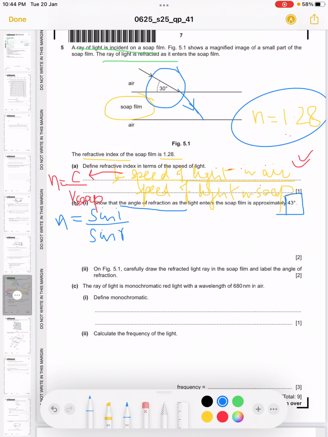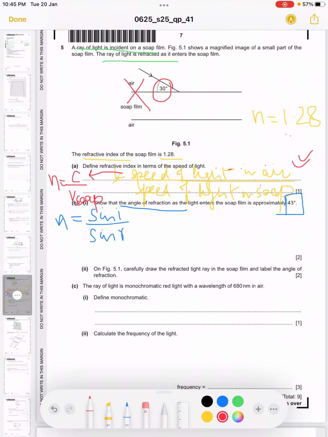Now students, this point is very important: how we will find the incident angle. I am making some space here. We know that this angle is 30. What do you guys think, is it an incident angle? Take time and think about it. No, it's not an incident angle.